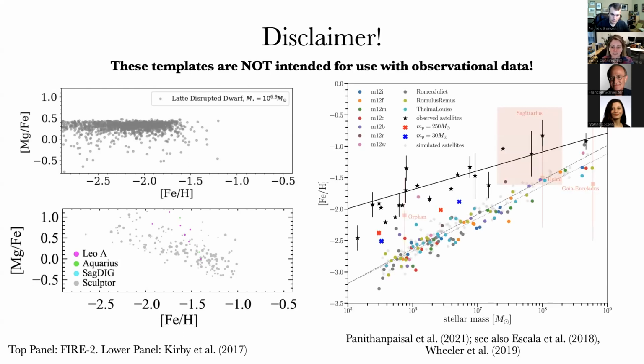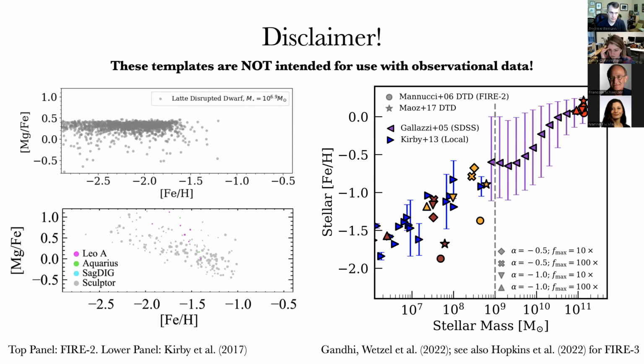So we know, and this was first pointed out in a great paper from Ivanna Escala, that the FIRE dwarfs are too metal poor compared to the observed dwarfs. And so there are a number of reasons why this might be true. One that was recently explored in a paper from graduate student Pratik Gandhi working with Andrew Wetzel is the delay time distribution for Type Ia supernovae, and implementing a more modern model for that, including metallicity dependence, has really improved the mass-metallicity relation discrepancy with observations.